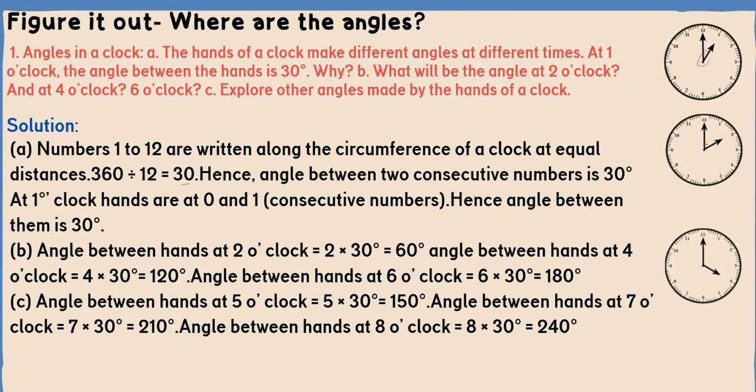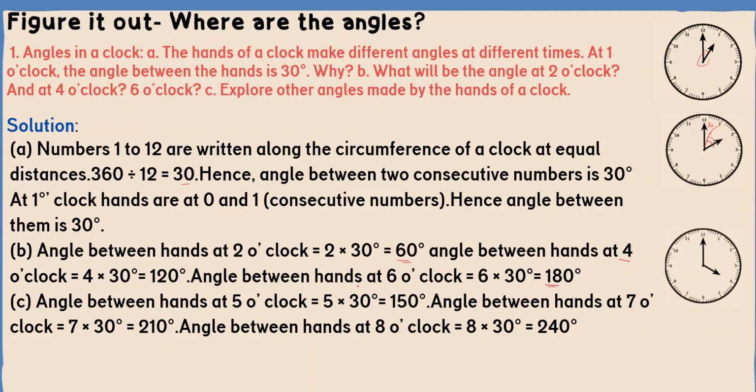Now, similarly, for the second one, we have just observed that the angle between two consecutive numbers is 30. Then we have two numbers at 2 o'clock, so the angle will be 2 into 30. Therefore, the angle is 60 degrees. If the hands are at 4 and 12 o'clock, then the angle will be 120 degrees. The angle between 6 and 12 is 180 degrees, like that.